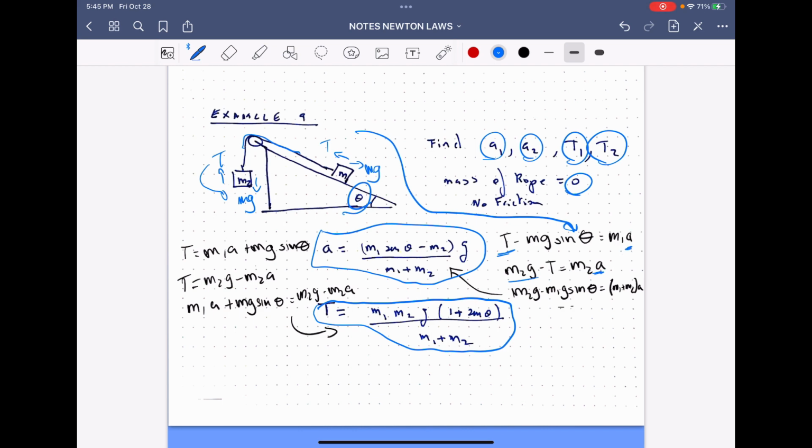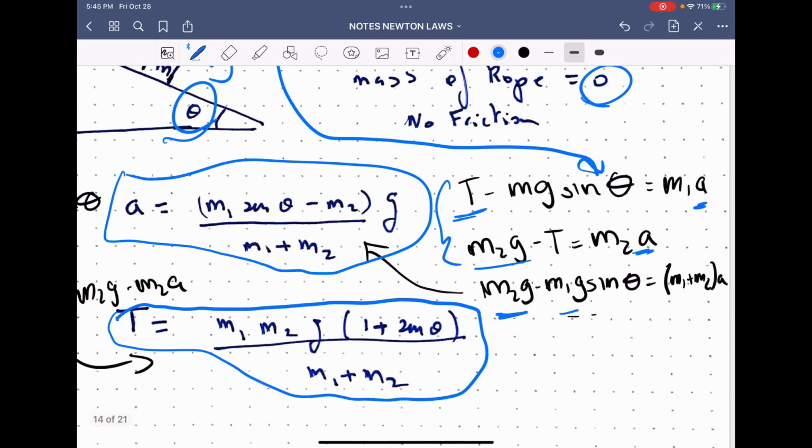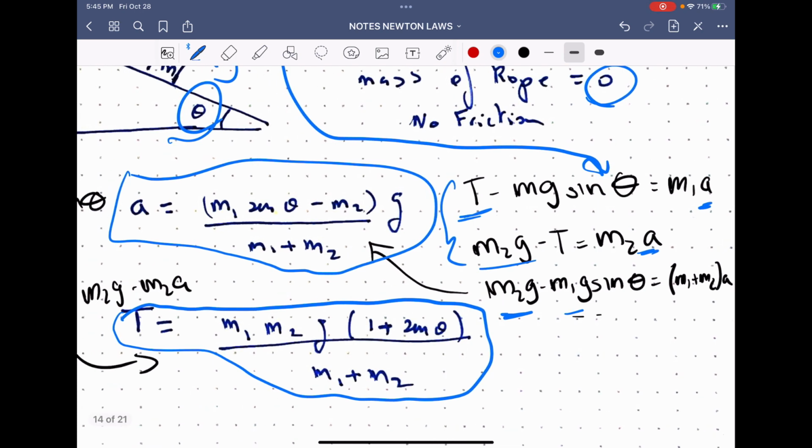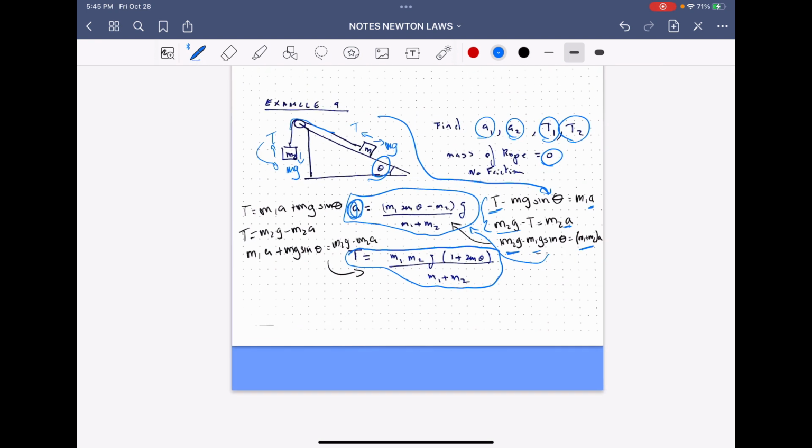So we get the equation m2g. If we combine these two equations, we get m2g minus m1g sine of theta equals (m1 plus m2) times a. So we're able to get this, and this becomes the equation to solve for a.